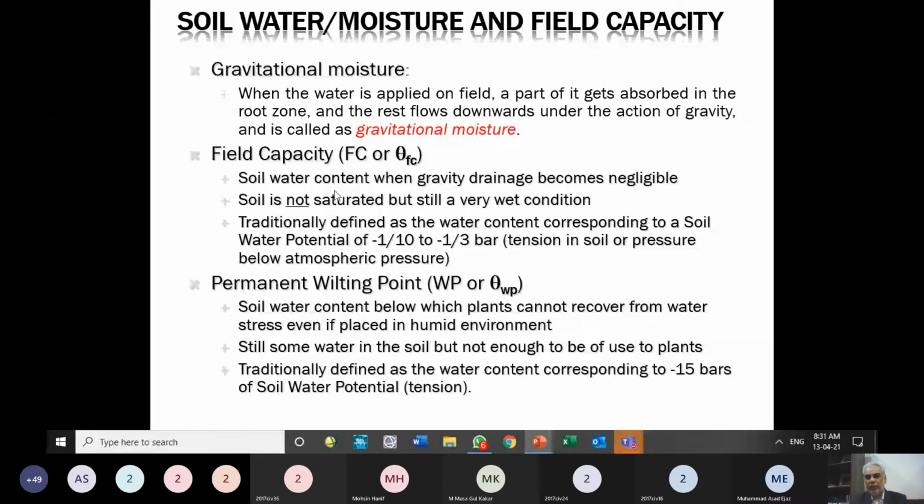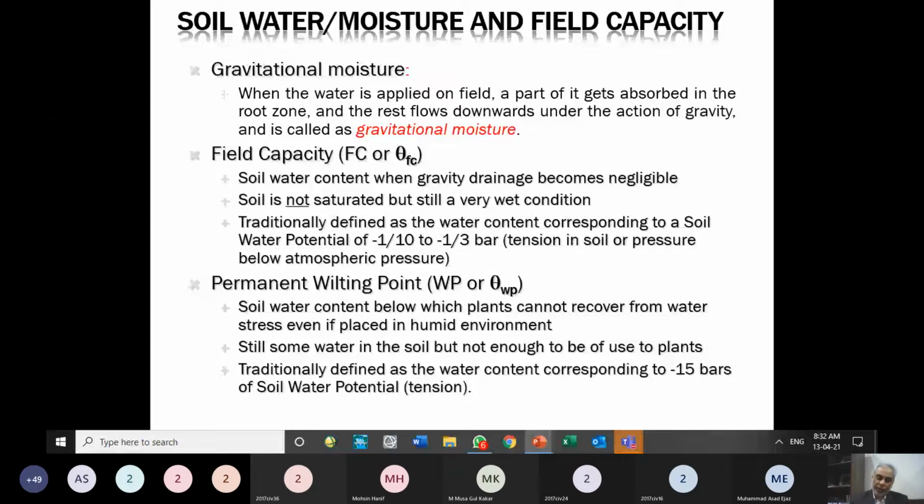At the moisture content equal to the field capacity, soil shows a water potential or soil water tension equal to 0.1 bar up to 0.3 bar. So negative 0.1 bar to negative 0.3 bar. Negative shows lower pressure, lower than the atmospheric pressure. So we call it soil water potential or soil water tension. So field capacity represents the water content in the soil at a water potential of 0.1 to 0.3 bar.